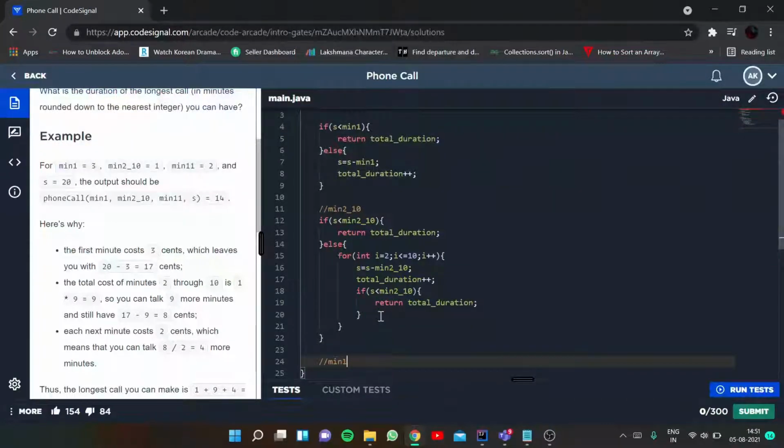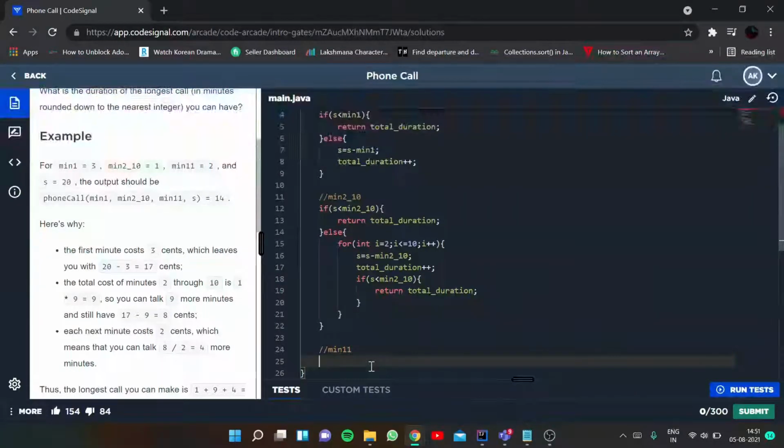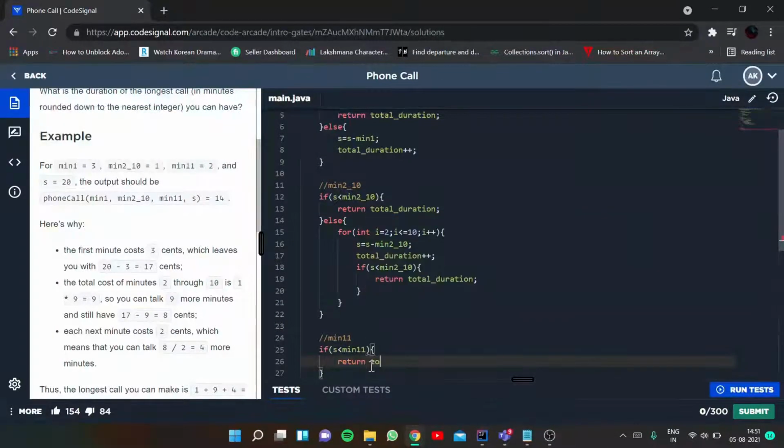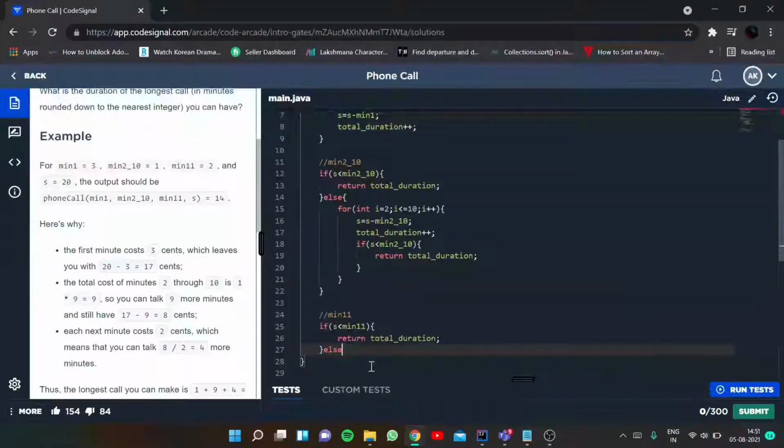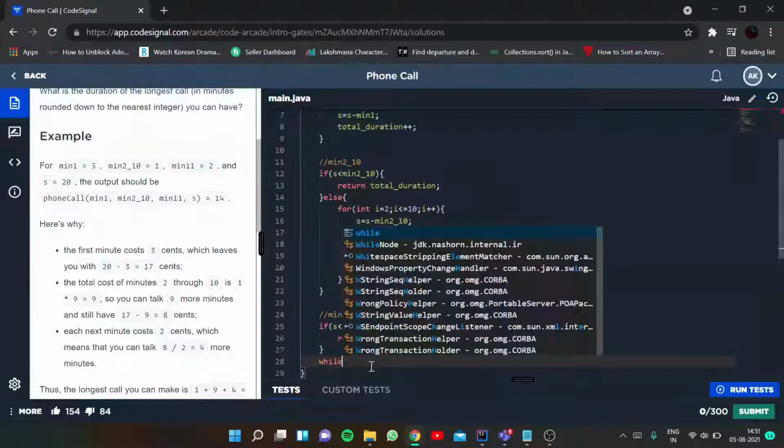So this third call means that every minute it will cost 2 cents. In this example it's given like that, so we'll consider it like that on every minute. We will use one loop in there itself. Likewise, if s is less than the minimum for minute 11, then it has to return the previous total duration that it was set to. The else part is not needed, because we are going for the while loop.